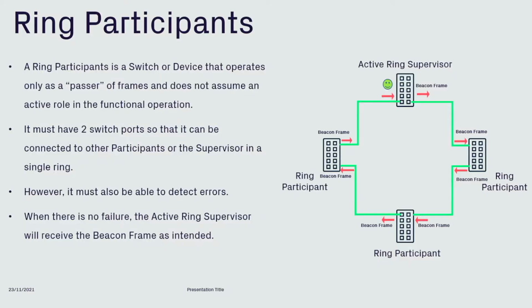So that's why the ring supervisor blocks its other port. It's only the ring supervisor that has that role within the network. So it checks the connectivity and also blocks the port. The participants, in turn, just send through the beacon frames and all the information. So if we go back to the supervisor, which blocks its other port, the ring participants will not do that. They just send it through as normal.